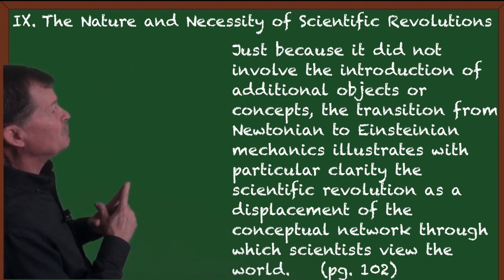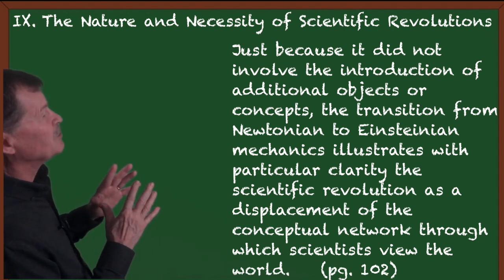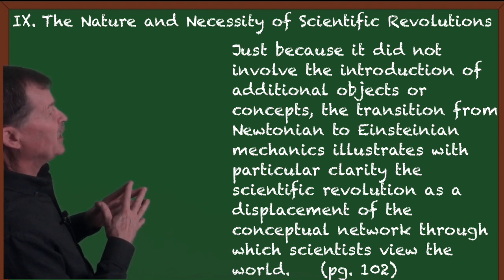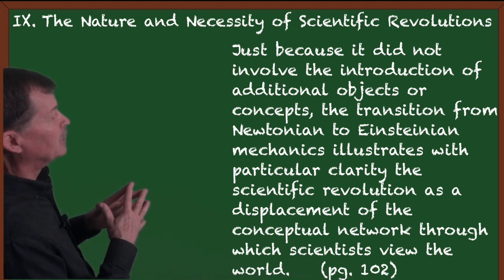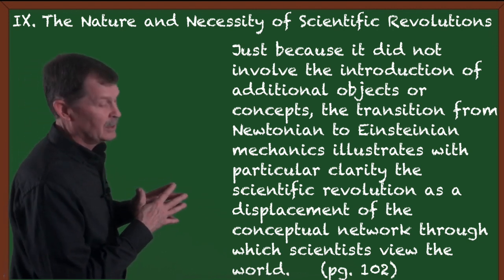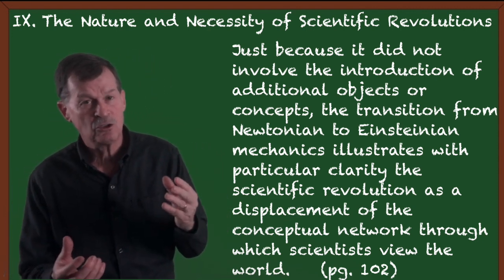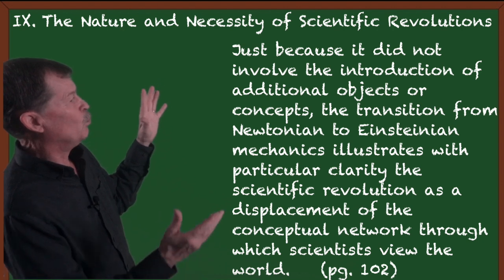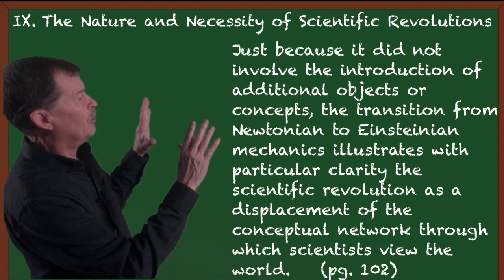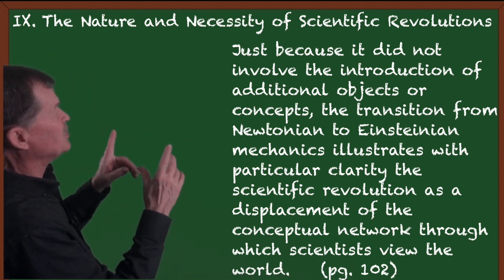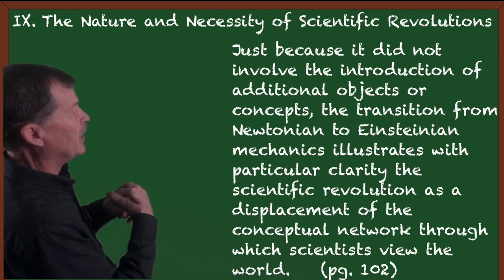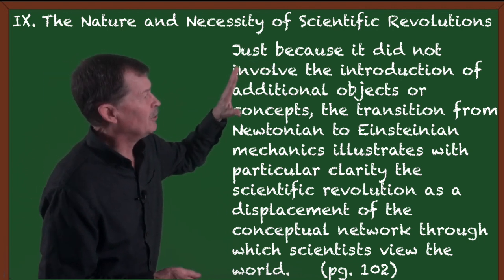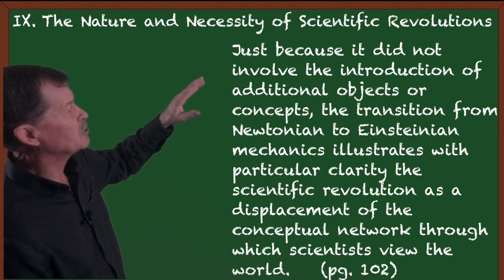Just because it did not involve the introduction of additional objects or concepts, the transition from Newtonian to Einsteinian mechanics illustrates with particular clarity the scientific revolution as a displacement of the conceptual network through which scientists view the world. Kuhn is saying that the change from Newtonian mechanics to Einsteinian mechanics did not involve any new objects, or concepts. But it says to clarify the scientific revolution as a displacement of the conceptual network through which scientists view the world. So he's talking about the whole network, and he calls it conceptual, meaning that, well, up here he says there was no introduction of additional objects or concepts.